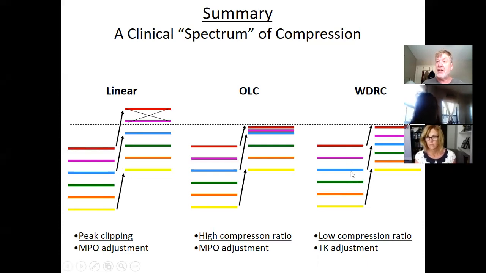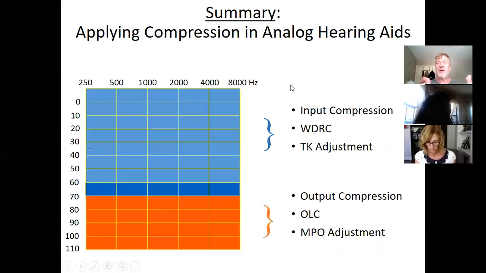WDRC is already changed from the left two, because for the average inputs, it's already giving less gain. So the compression is gradually and slowly put on. In summary, applying compression in analog hearing aids, as it was always done, and even in today's digital hearing aids.